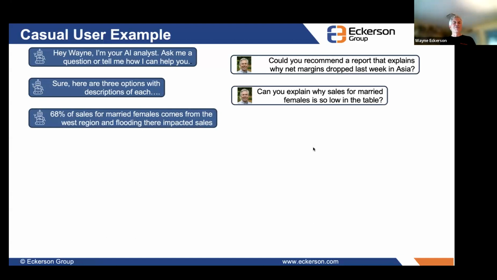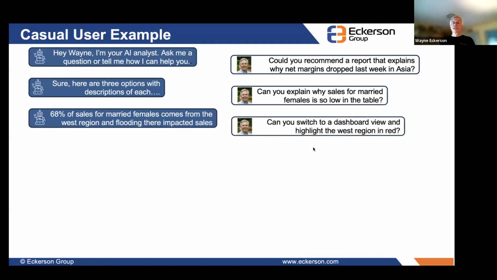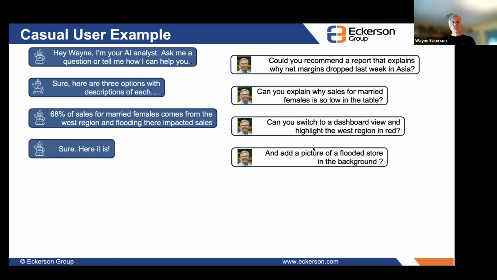68% of sales for married females come from the West region, and flooding there impacted sales. Okay, see, it's remembering the conversation, right? You couldn't do this before. Can you switch to a dashboard view and highlight the West region in red? This is activating a function in the BI tool. Sure, here it is. And add a picture of a flooded store in the background. So this is where the image capabilities come in.